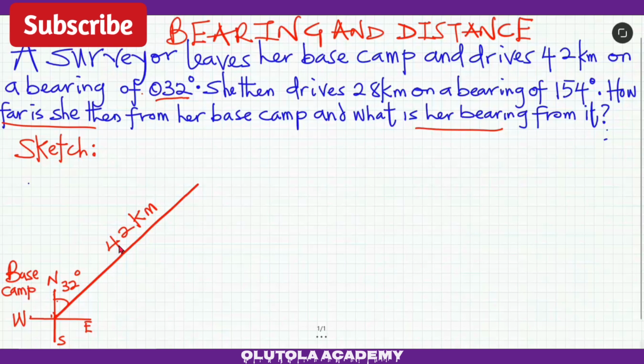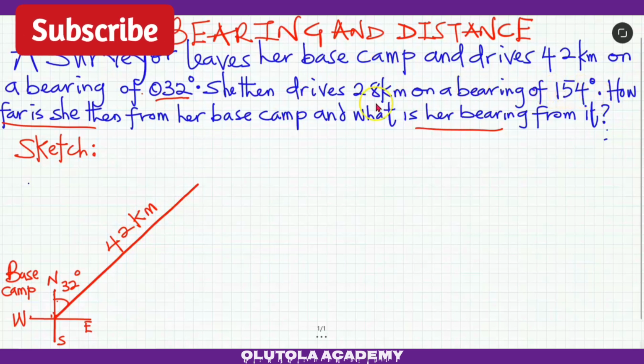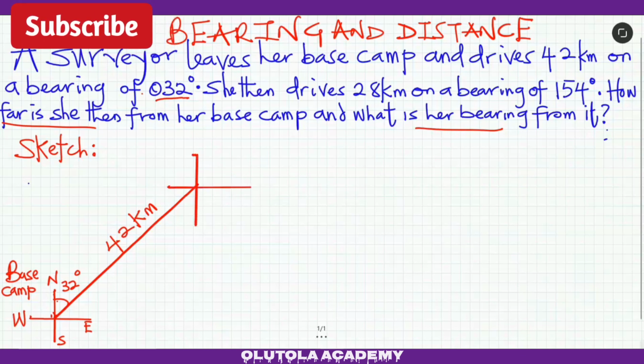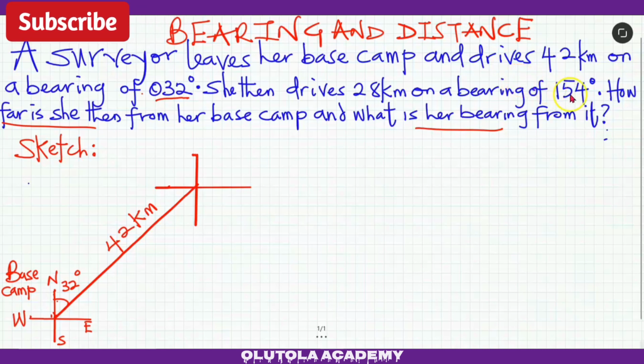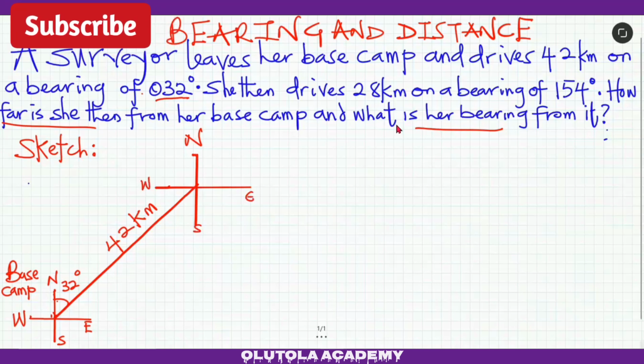Then the question goes that she now drives 28 kilometers on a bearing of 154 degrees. I would say she made a turning. So I'm going to put another Cartesian coordinate about this point. On getting to this point, she turns about 154 degrees. This is still a three-figure bearing, so I'm going to read from the north again: north, south, east, west.